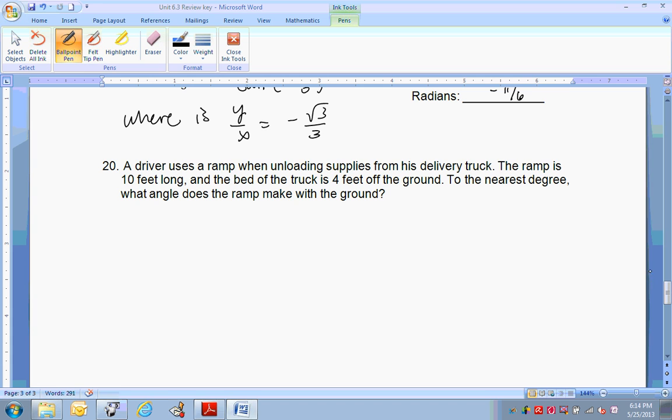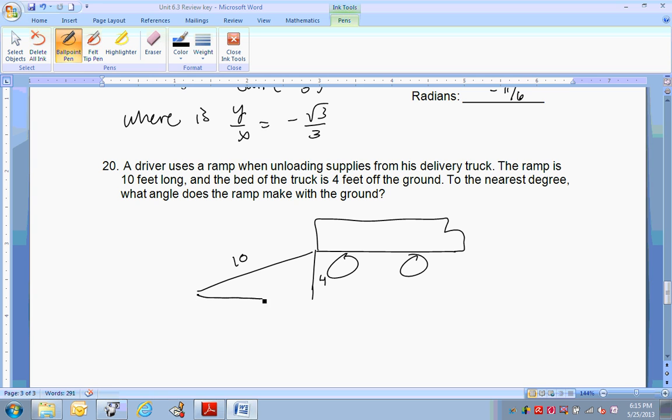Okay, on 20, they tell us the driver uses a ramp when unloading supplies from his delivery truck. So we have our truck, and the ramp is 10 feet long, and it tells us the truck bed is 4 feet off the ground, and they want to know, to the nearest degree, what angle does the ramp make with the ground. So this is our theta, the angle the ramp makes with the ground. Well, they give us our hypotenuse since that's opposite the right angle, and 4 is our opposite side from our theta.